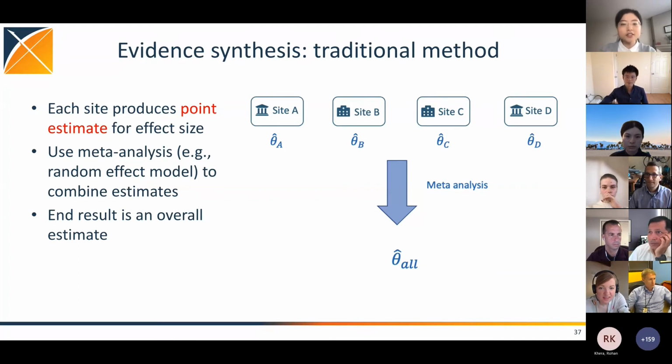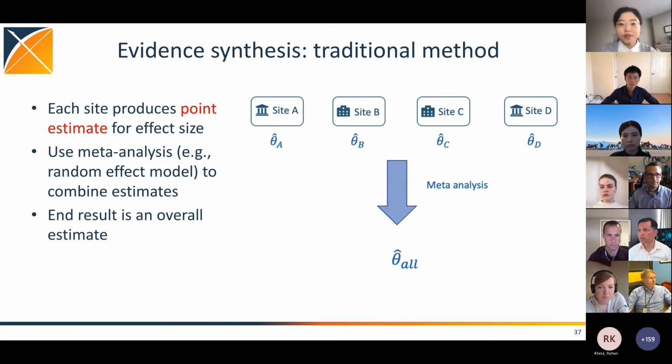So in the OHDSI network, the typical way of doing studies is to execute analyses at separate data sites and then combine the findings. Now, the method we're using is the traditional method where we get a point estimate for the effect we care about and then use meta-analysis methods to combine those point estimates to get an overall point estimate for the effect. This method is simple, but it does have some limitations.